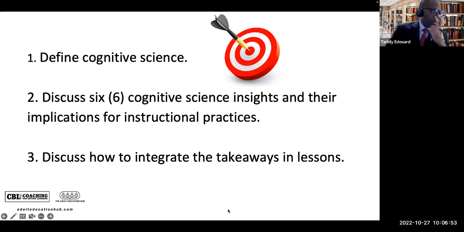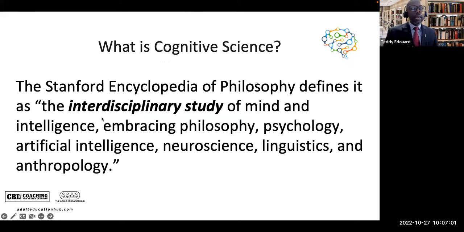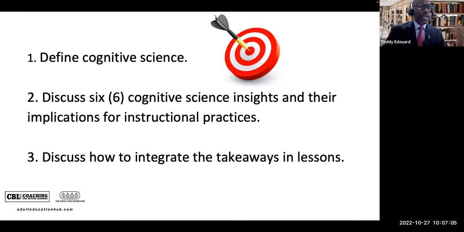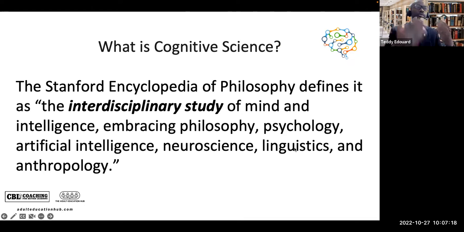So quickly, what we're going to do today is define cognitive science. I already asked you, and some of you already contributed to that, and I'm going to discuss the six cognitive science insights with you. And every time I discuss one, I'll see how we can integrate that quickly in our work. Okay, so the way most of you define cognitive science is accurate.